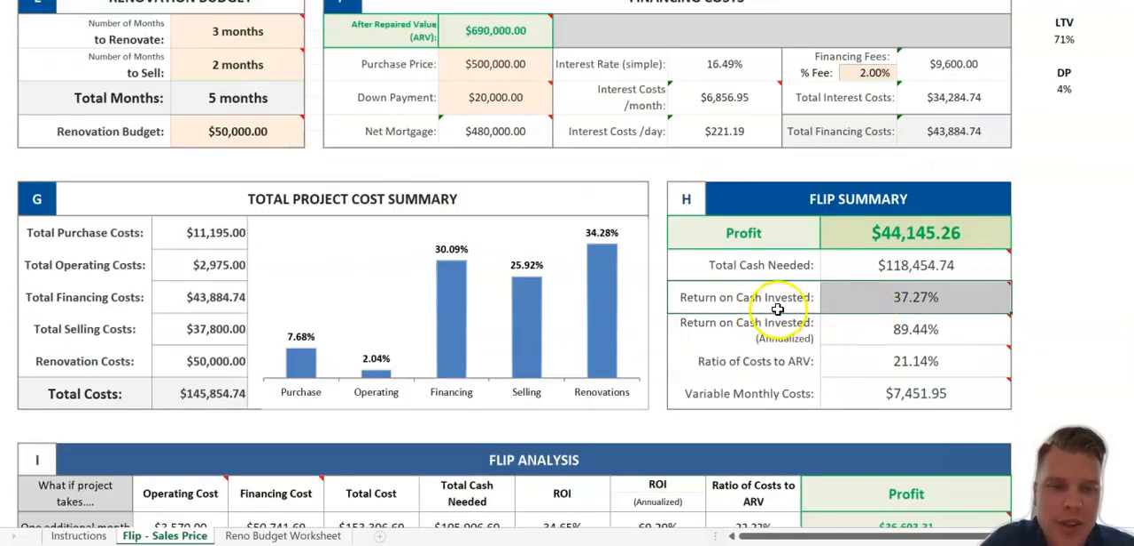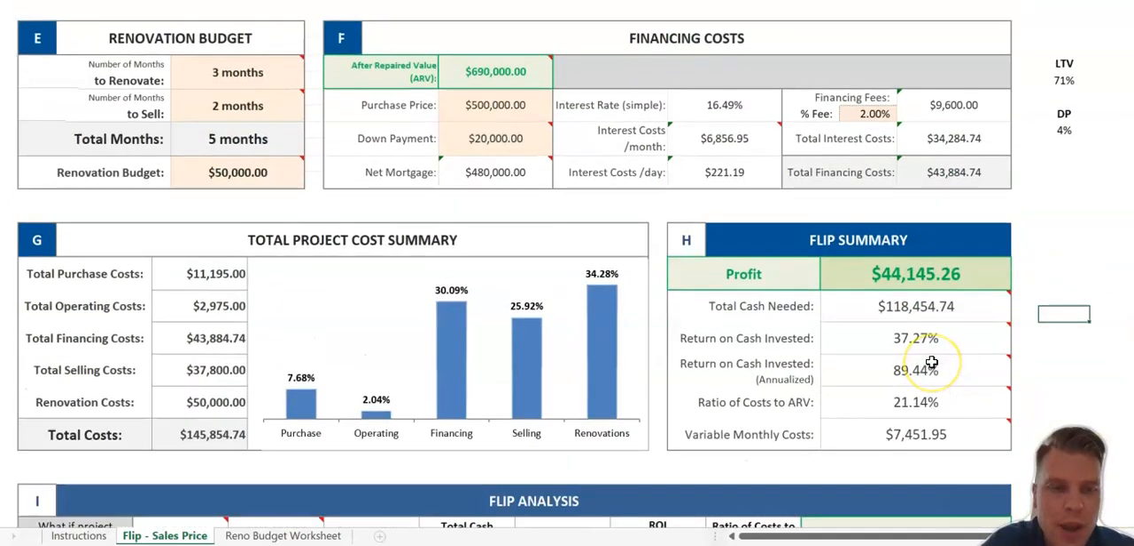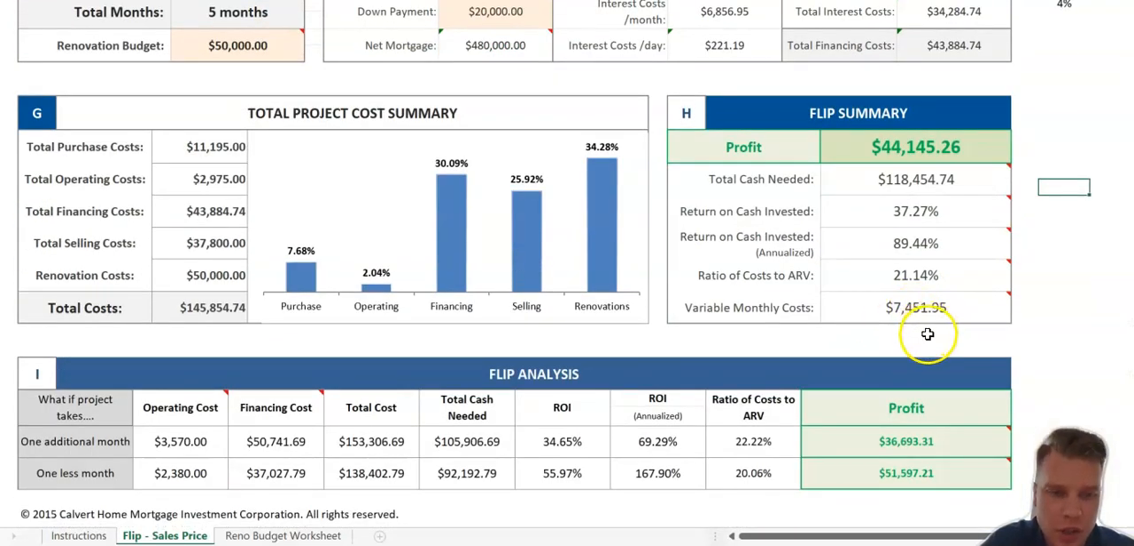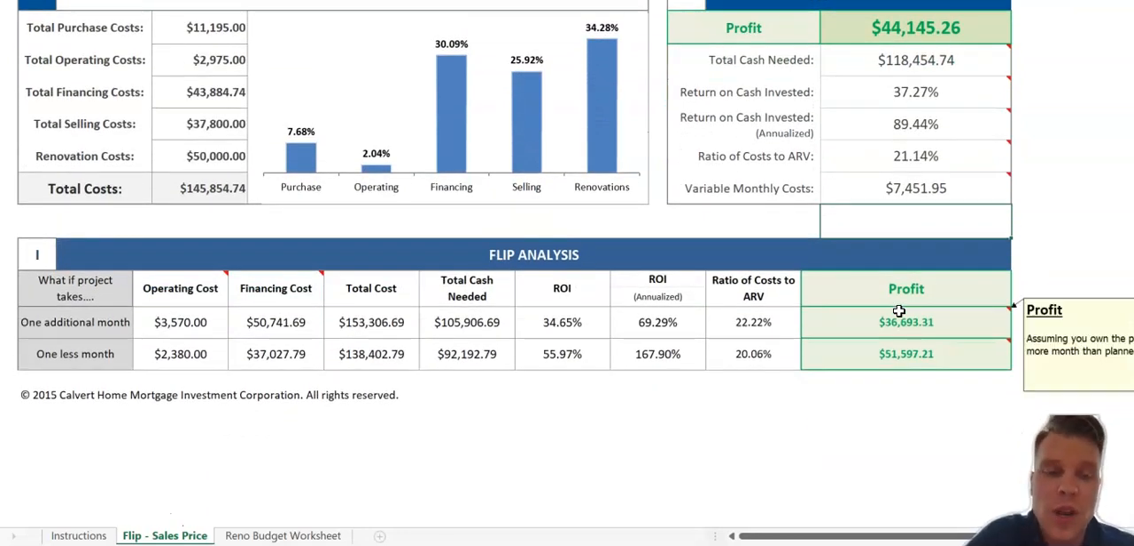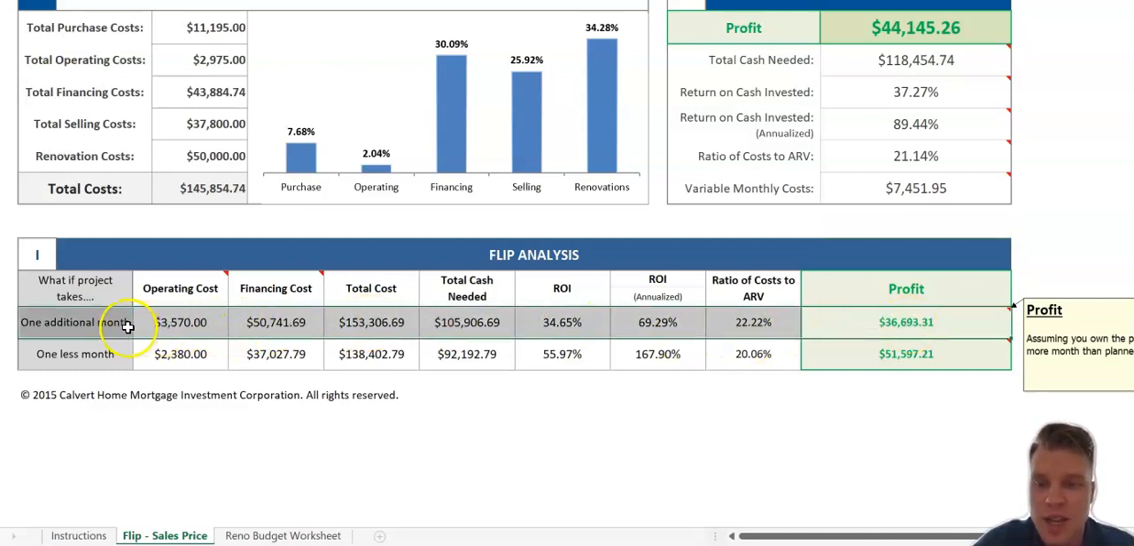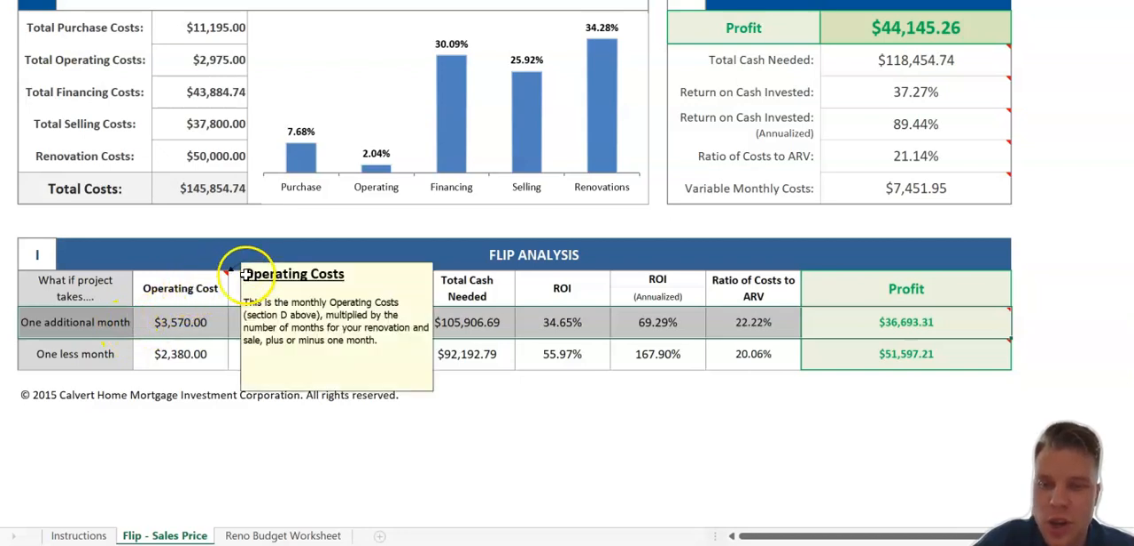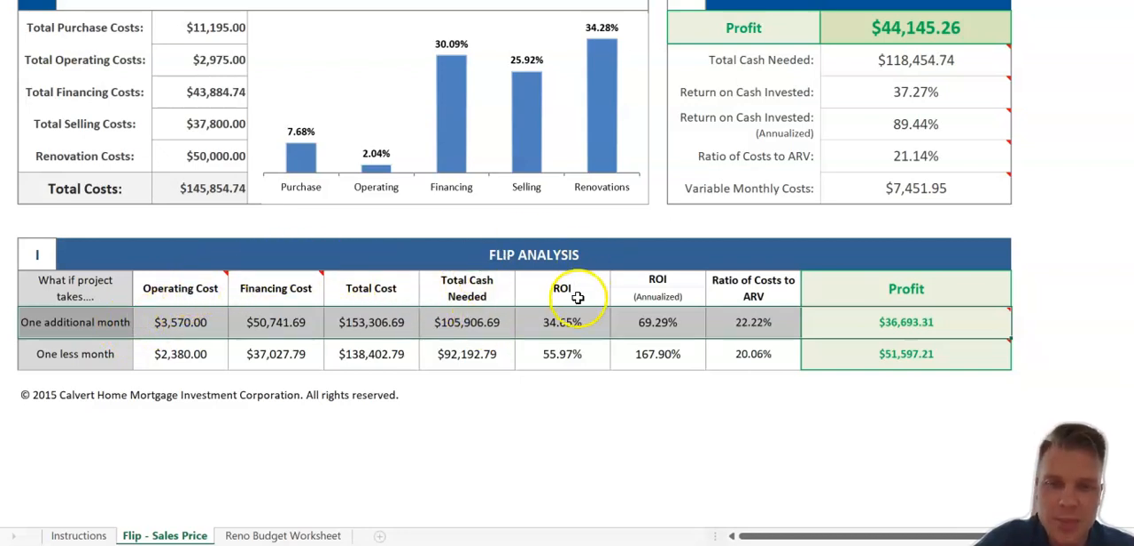So return on cash invested in this deal is 37%, which is fantastic. On an annual basis, so on a 12-month basis, this would be just under 90%. And the monthly variable cost is $7,500. So if this project takes 6 months as opposed to 5 months, they'll be eating into, call it $7,500 in profitability. Now below here, we have all of the numbers associated with, if it takes one additional month, so it takes 6 months as opposed to 5 months, this is what all the costs are going to look like. Total cash needed, ROI, and what profitability looks like.